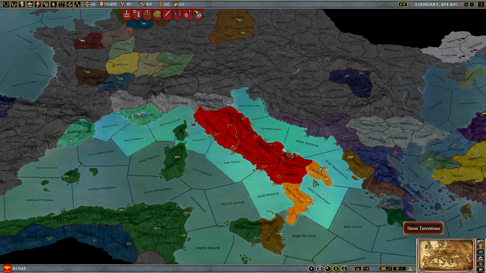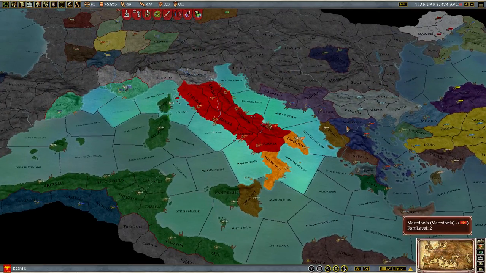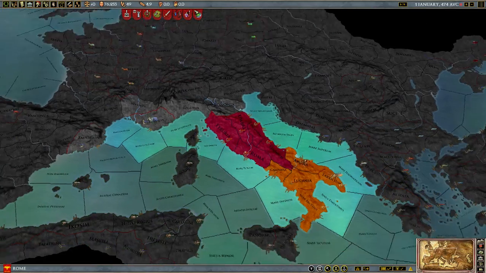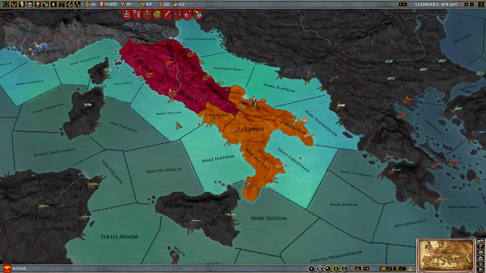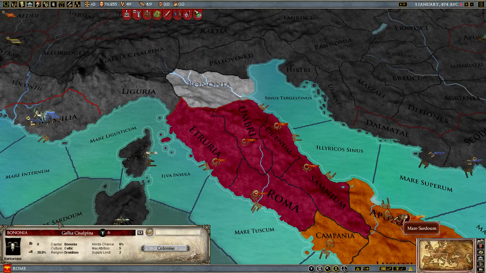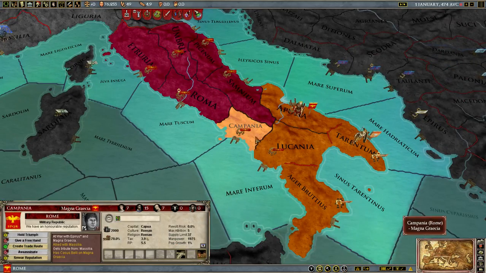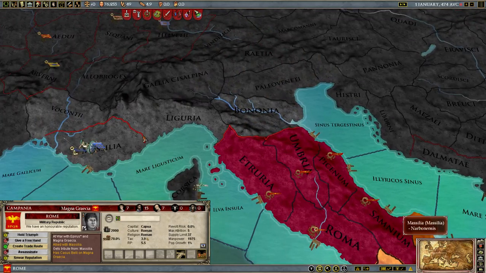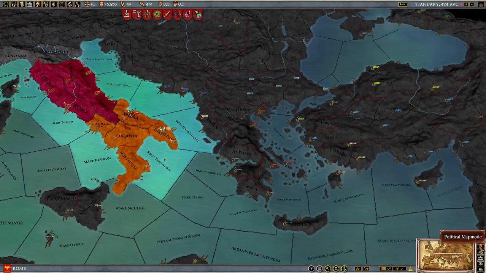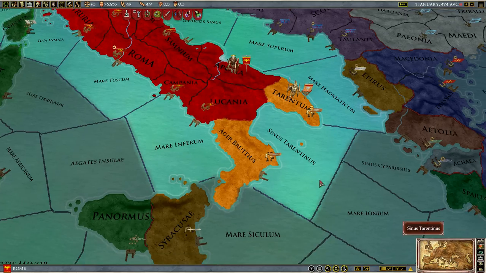First one, the political map mode. Probably the most used map mode ever, and one of the greatest. It shows the political boundaries. Simple. The regional map mode. Regions are basically arbitrary boundaries. For example, this is Gallia Cispinia. This is Italia. Magna Graecia. And so on. Every province is attached to a region. And I'll cover regions more in the provinces episode.